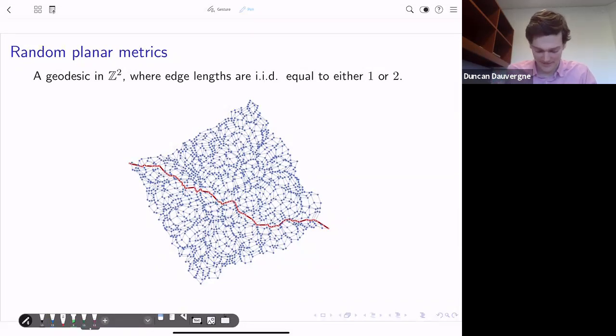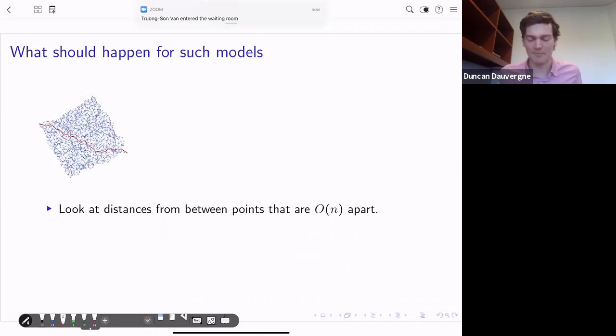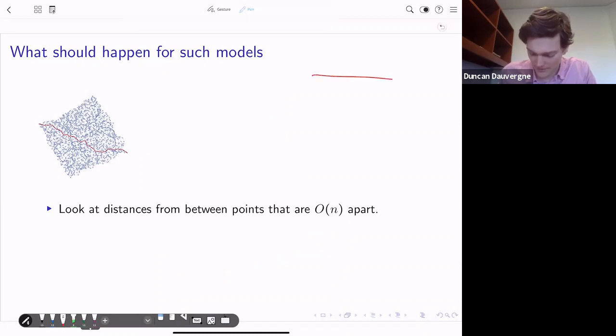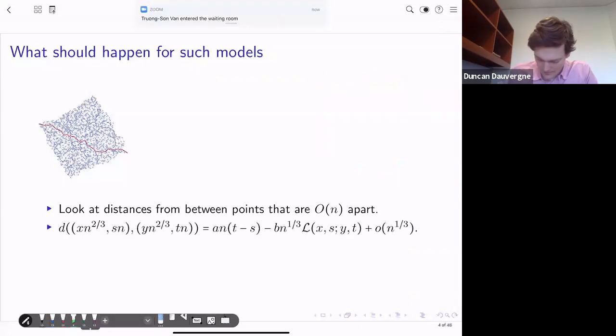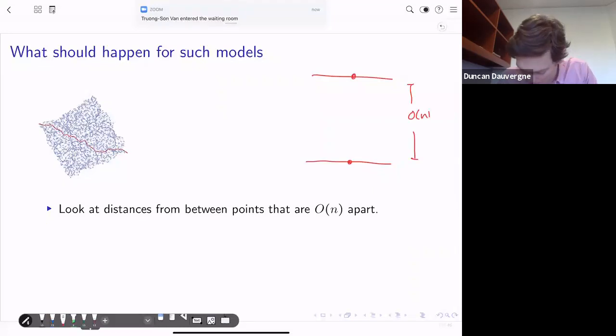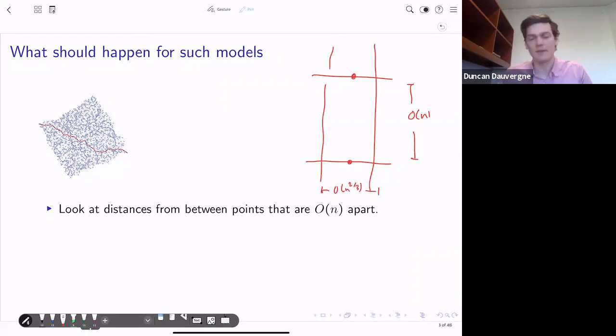Okay, so this is a simulation that Malin did of this. And you can ask, well, what does this random planar metric look like when the distance between these points tends to infinity? So this is the picture of what should happen for such models. I'm going to look at distances between points that are roughly order n apart. And I'm also going to look at all distances within a strip of order n to the 2/3 width here.